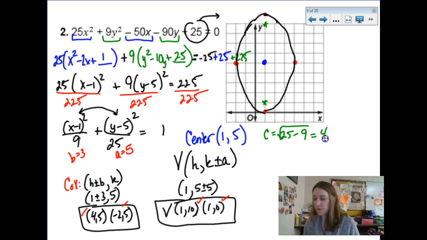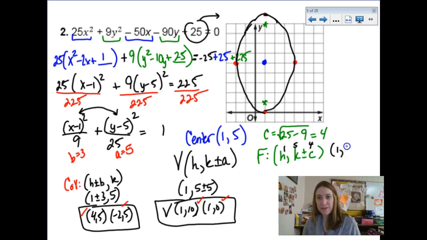There's another focus. And if you want to use the formula for finding foci on a vertical ellipse, that would be at the formula h, comma, k plus or minus c. So for us, h is 1, k is 5, and we just found c is 4. So my ordered pairs become 1 comma 5 plus 4, which is 9, and 1 comma 5 minus 4, which is 1, which are indeed those 2 green points that I just starred in there. So, go us. We did great.